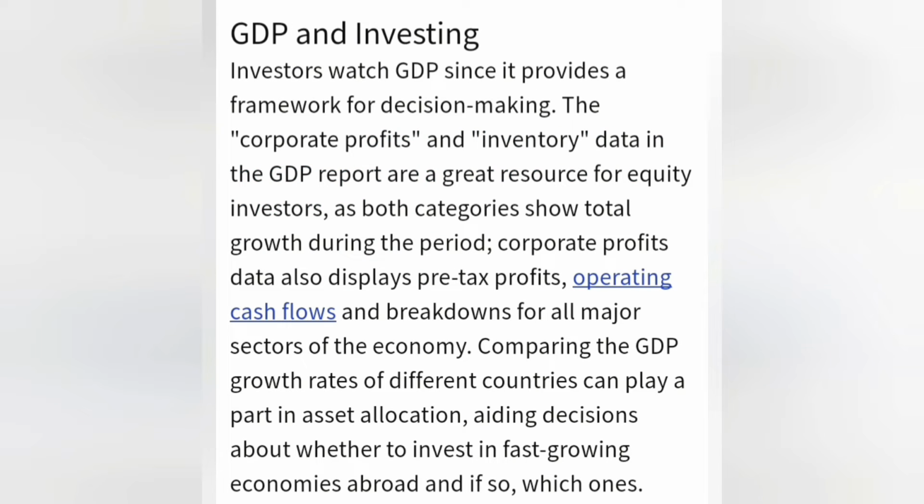Next, GDP and investing. Investors watch GDP since it provides a framework for decision making. The corporate profits and inventory data in the GDP are great resources for equity investors, as both categories show total growth during the period. Corporate profits data also displays pre-tax profits, operating cash flows, and breakdowns for all major sectors of the economy. Comparing the GDP growth rates of different countries can play a part in asset allocation, aiding decisions about whether to invest in fast growing economies abroad, and if so, which ones. On the basis of GDP, foreign countries will decide whether that country is favorable for investing or not.